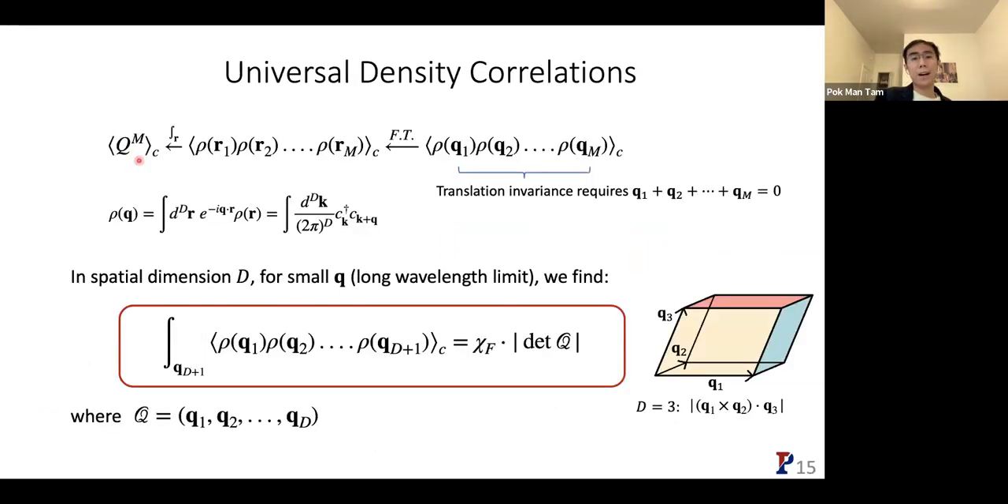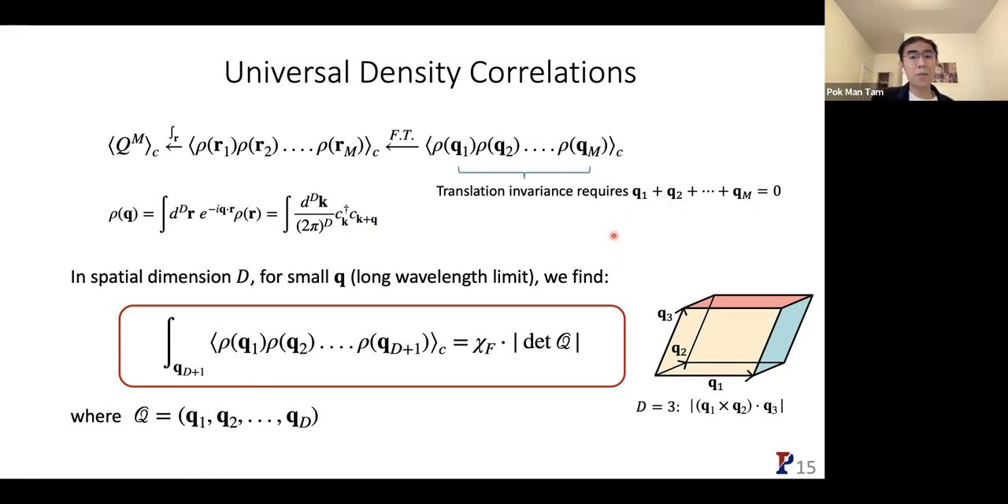To calculate that, it will be sufficient if we know how the density correlation function behaves in momentum space. Now, translation invariance would require the sum of momenta to be 0. So if I have, say, an m-point density correlation function that depends on m momentum wave vectors, then not all of them are independent. They will be constrained by a single relation that imposes translation invariance. Rho, the density operator, is expressed in this way. So it's basically c dagger c. And because of this constraint, if you just calculate the density correlation, it will actually be proportional to a delta function that imposes this constraint.